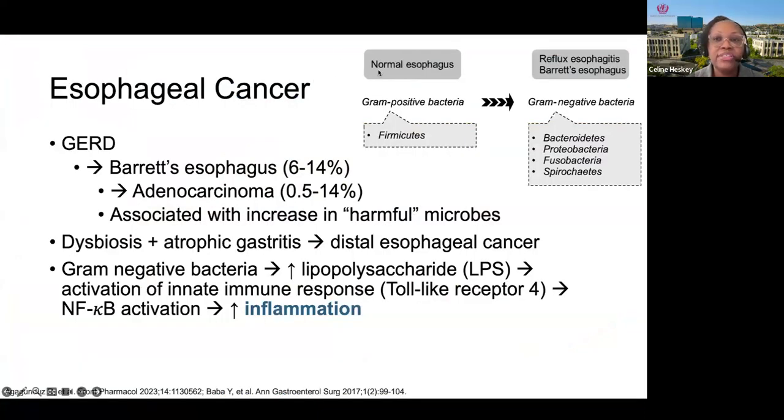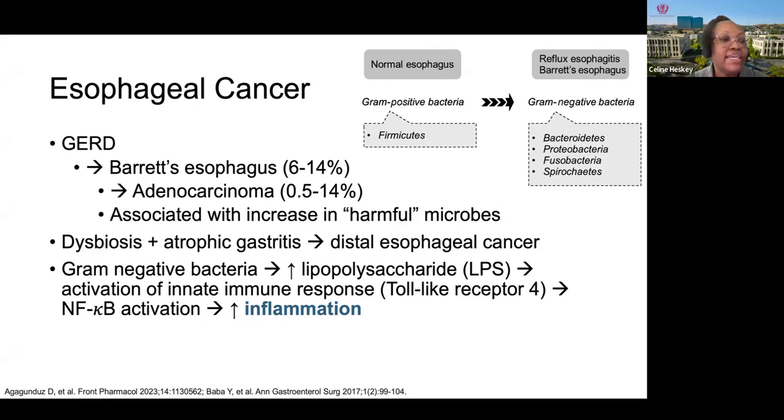So let's start with esophageal cancer. So the composition of bacteria within the esophagus may point to cancer risk. Gastroesophageal reflux disease, basically reflux disease, is a known risk factor for cancer of the esophagus, with approximately 6 to 14% of patients developing what's known as Barrett's esophagus, which is characterized by a change in the cells on the lining of the esophagus. And then a small percentage of those individuals will go on to develop esophageal cancer.